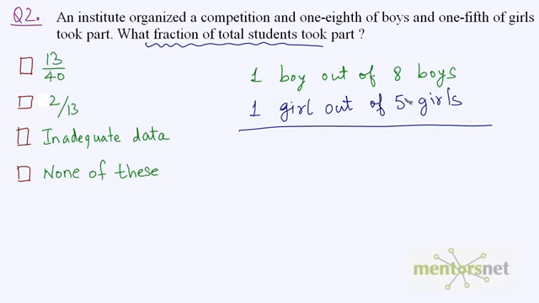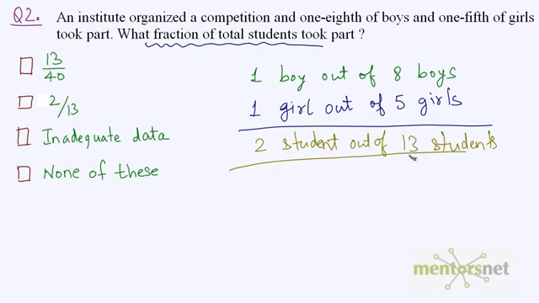Therefore, if I add the number of boys and girls, 8 plus 5 is 13. If we consider the number of boys as 8 and the number of girls as 5, there would be 13 students. Out of those 13 students, only 2 students took part, 1 boy and 1 girl. So we have 2 students out of 13 who took part in the competition. So our answer is option B.